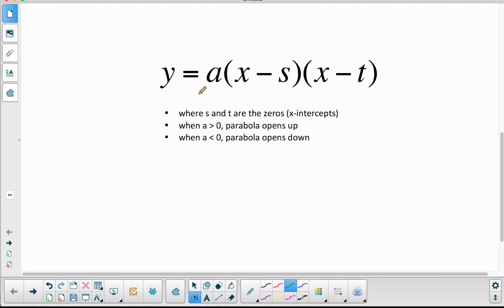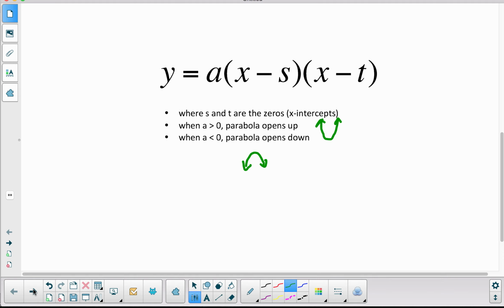Now, A also tells us something interesting, and that is that when A is a positive number, the parabola opens up, and when A is a negative number, the parabola opens down. So just from looking at this equation, we can tell a lot about what the parabola looks like on the graph, whether it opens up or down, and where the x-intercepts happen to be.